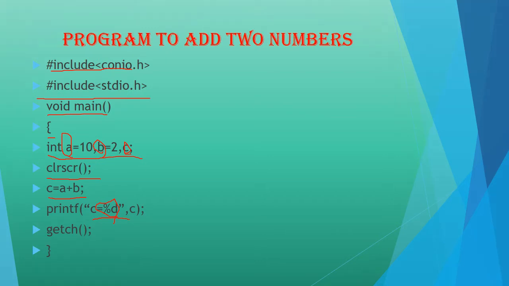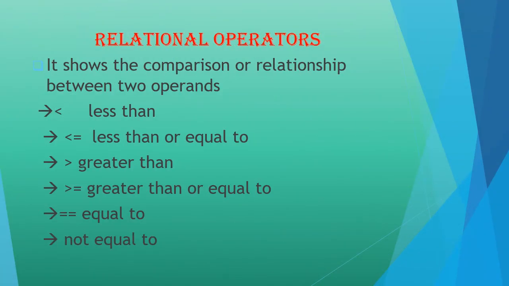Next, now about the relational operator. Relational operator, we don't have to go much in detail, but only what are the different operators. Relational operator, by the name, indicates that it shows the relation between the operands. Or we can say it is the comparison between the two operands. So we can have less than or equal to, greater than or equal to, or not equal to.